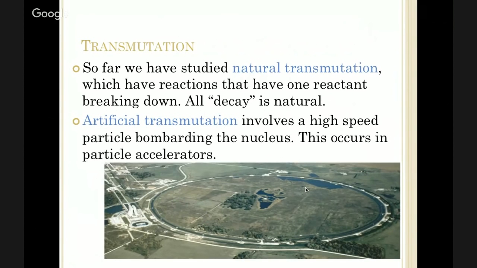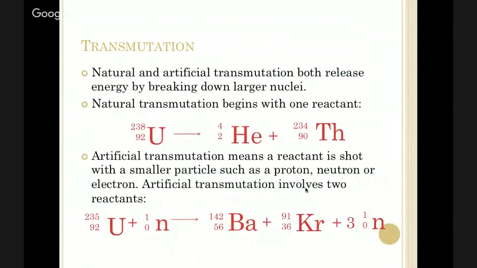Artificial transmutation means that you're using some kind of huge apparatus that's making the particles go really fast, around and around and around. This is Brookhaven National Lab. So the apparatus is really, really big. The particles are streaming around that circle, and then they hit a nucleus, and it makes that nucleus break up. So if you look at these 2 examples, the first one is a natural transmutation because it has one reactant breaking down. And the second one is artificial because we have a neutron hitting the uranium. So somebody had to be there to do that. So that's artificial because there's 2 reactants.